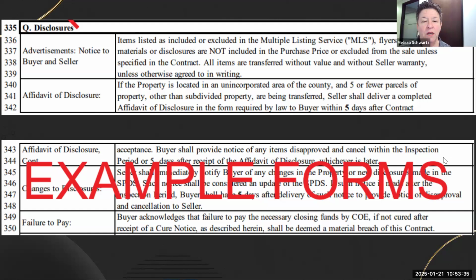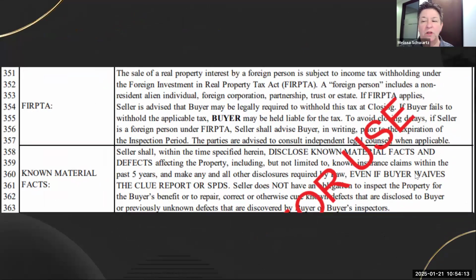Okay, so this is, I think, a little more forceful. So affidavit of disclosure, again, very similar, that's there. Changes to disclosures, they have to notify, buyer has 5 days after that to disapprove and cancel. Failure to pay, buyer acknowledges failure to pay necessary closing funds by close of escrow, if not cured after receipt of a cure notice, shall be deemed a material breach. Same as the AAR, right? You don't come in with your closing funds. That is not a refundable earnest money option. FIRPTA is very similar, right? This is a federal law, so they're not going to change that.